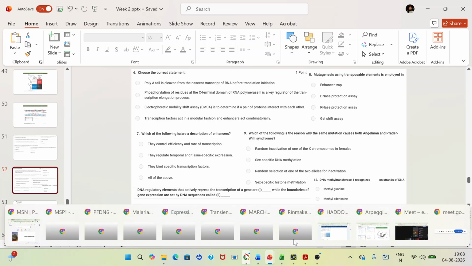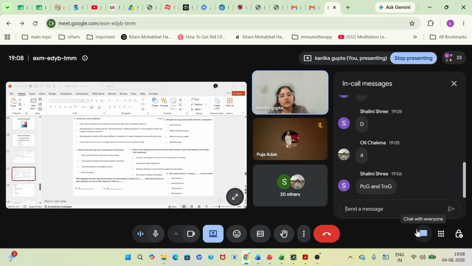Very easy it is. If you guys have listened to the lecture carefully, you'll be able to get that right. Ali, I think you need to check your answer again. Shalini, you also need to check your answer again. They asked which is the correct statement. You need to tell me the correct statement.